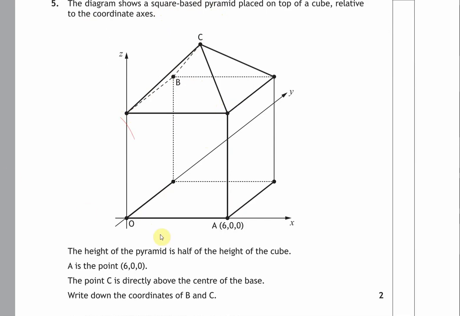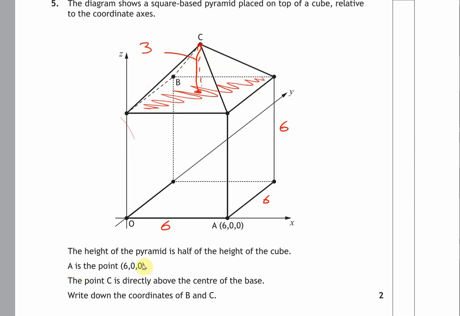Now we know that the height of the pyramid is half the height of the cube. So from this point here, so this is the top of the cube, to the point C, this is half the height of the cube. And we know that from this point to that point is a value of 6. Now if it's a cube, all the sides are the same. So that means that this length is 6 and this height here is also 6. So that means from this point here to that point there is a value of 3.